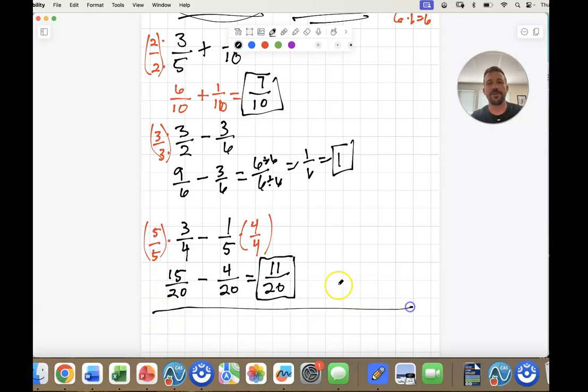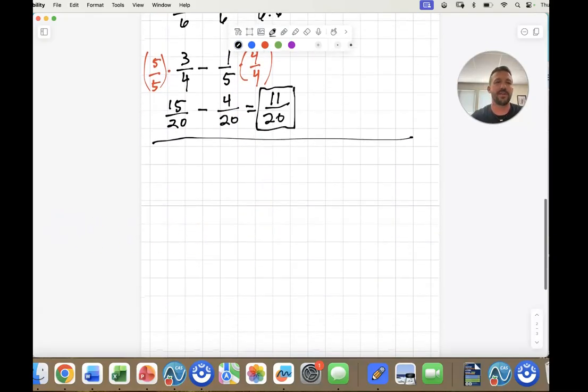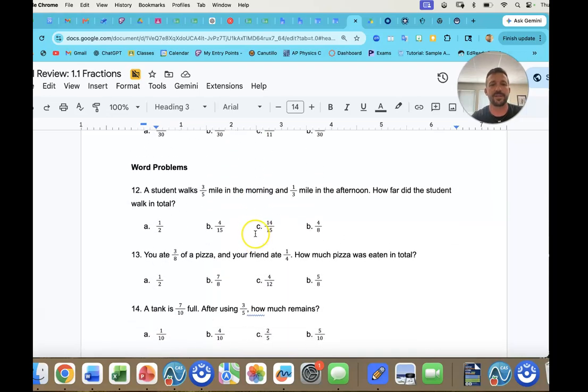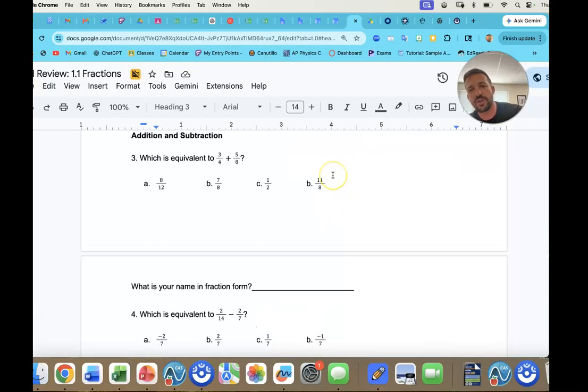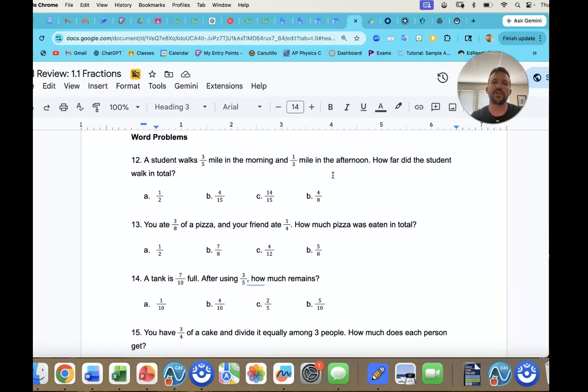Okay, let's do a word problem. And here's how they'll write them out, so you can see some of them. Like a student walks 3/5 of a mile in the morning and 1/3 of a mile in the afternoon. How far did the student walk? Well, you know how to do all this other stuff, so you just need to figure out what you're going to do with this. Are we going to add them? Are we going to subtract them? Are we going to multiply them? Or are we going to divide them? That's how you do it.